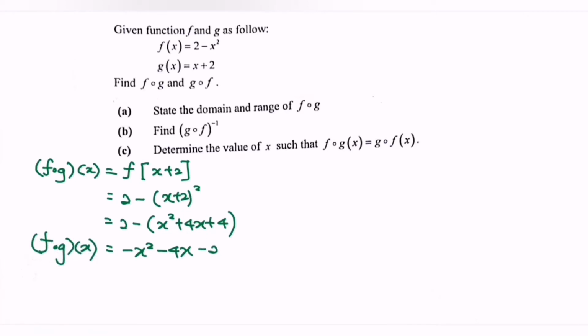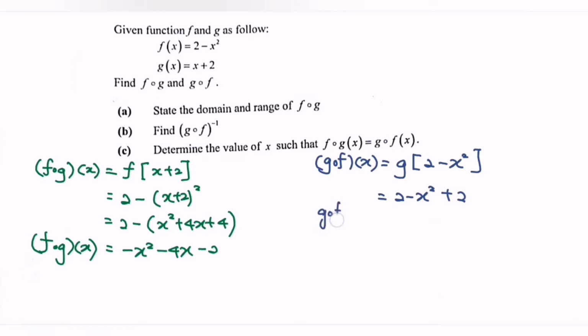Next, focus on g∘f. So in here we have g∘f, meaning that we substitute the function f(x), which is 2 minus x squared, into the function g, where we have 2 minus x squared plus 2. So finally, g∘f is equal to negative x squared plus 4. So that is the result for f∘g and g∘f.